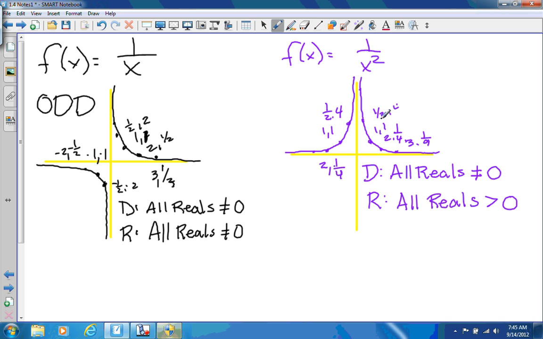And because every x, y has a negative x, positive y, it is an even function, because you can fold it along the y-axis.